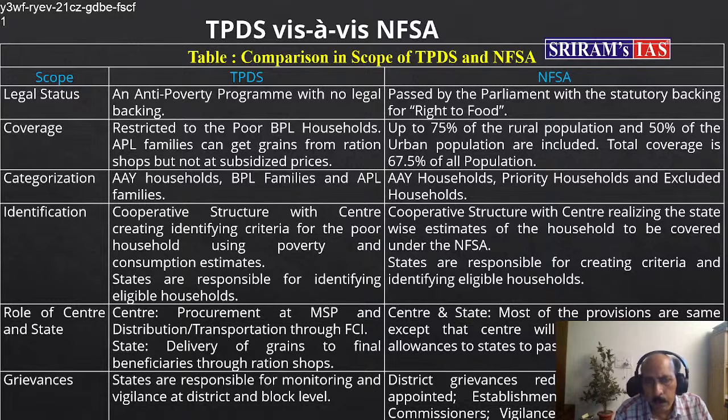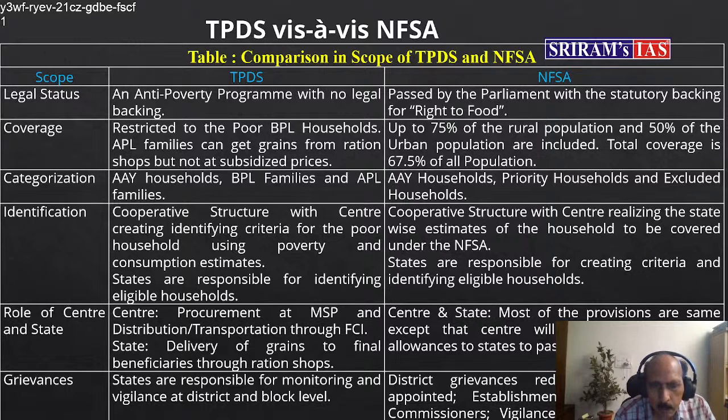And the third is categorization. In the TPDS system, we were covering the AY households and BPL families, and subject to availability of food grains, we were also covering APL families. But in the NFSA system, we only cover the AY families, and the other families are called priority households or excluded households. We are not defining BPL families; we are defining the families other than the AY families as priority households. The state governments were to develop the criteria for identifying the priority households in their respective jurisdictions. Therefore, the categorization has become different, coverage has become different, and the entitlement has become different.